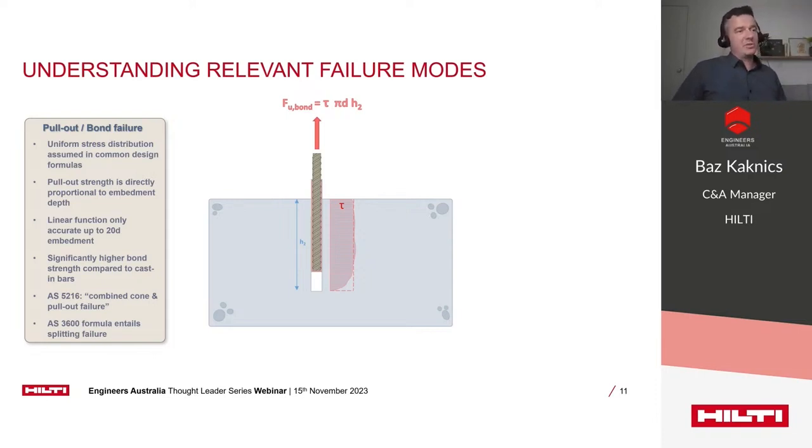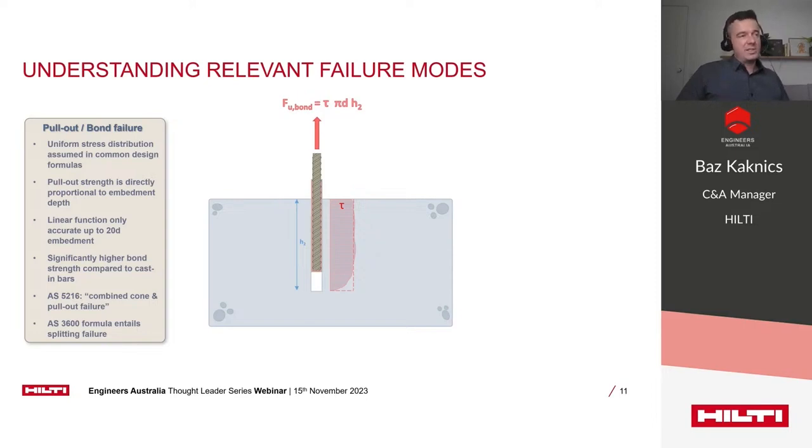In case of a pure pullout failure, the mathematical formula is again very simple. Tau here represents the chemical bond strength, which we simply need to multiply with the cylindrical bond surface area in order to calculate the anchor's pullout resistance. In the relevant Australian design standards, the formulas might look different to the simplified equation shown here. This is because, for example, AS5216 accounts for the potential combination of two failure modes instead of one, namely a combined cone and pullout failure.